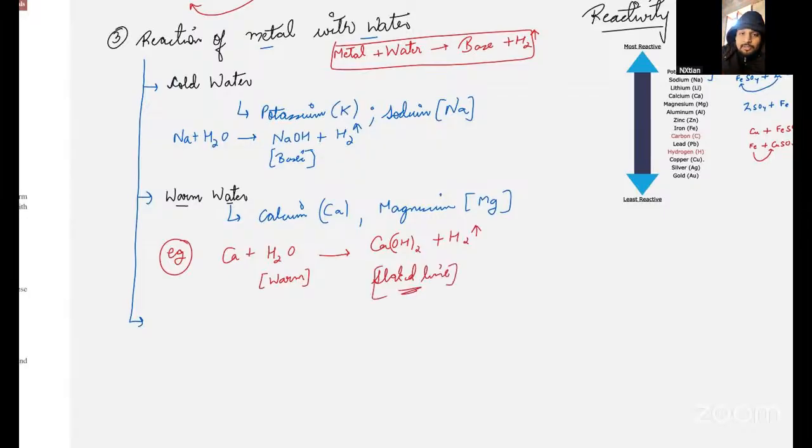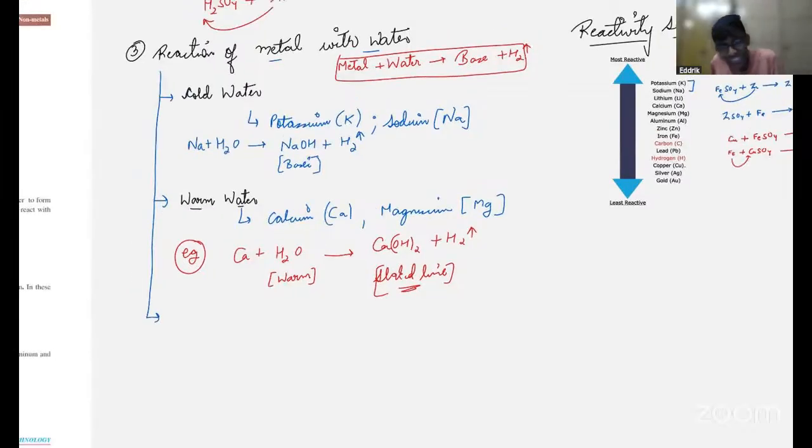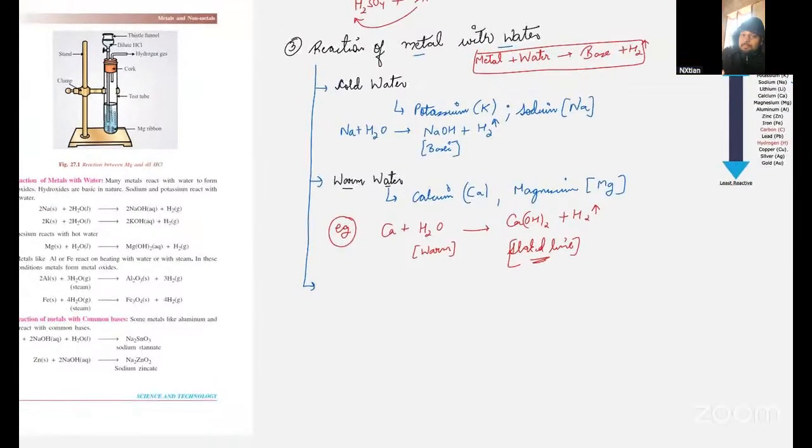Got it, guys? CaO is quicklime, while Ca(OH)2 is slaked lime. So calcium and magnesium can react with warm water.